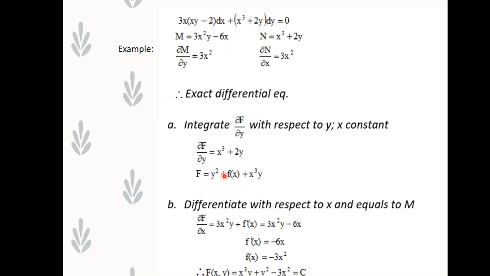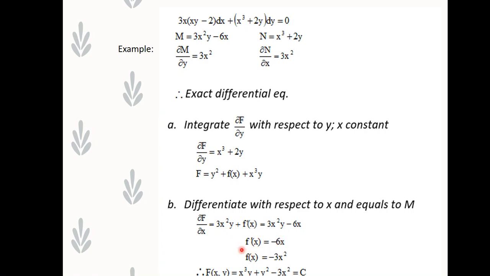And this one, when differentiated, as I have mentioned, is your 3x squared y plus the f prime of x. This is the expression that you got when you partially differentiated your f here in A with respect to x. So this one is your m. So we don't equate with respect to n, but we equate with respect to m. Now, we cancel the 3x squared y on both sides. That would give us f prime of x equal to negative 6x as the remaining terms.